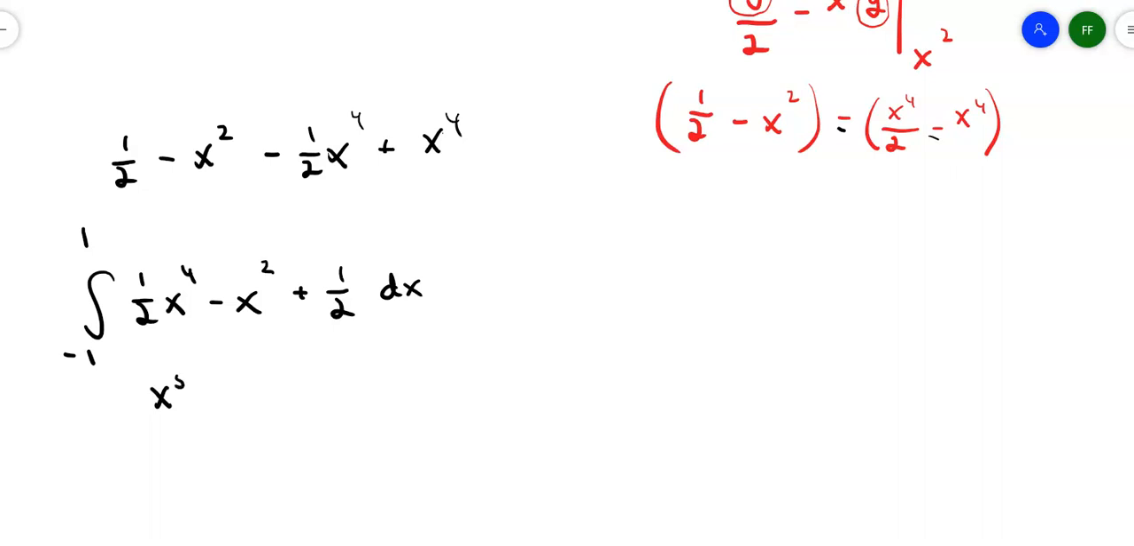All right, so it gives me x to the 5th over 10, right? Because there's a 2 down the bottom. Now divide by the new power. 2 times 5 is 10. Minus x to the 3rd over 3 plus 1/2 x. Evaluate at 1 and negative 1.